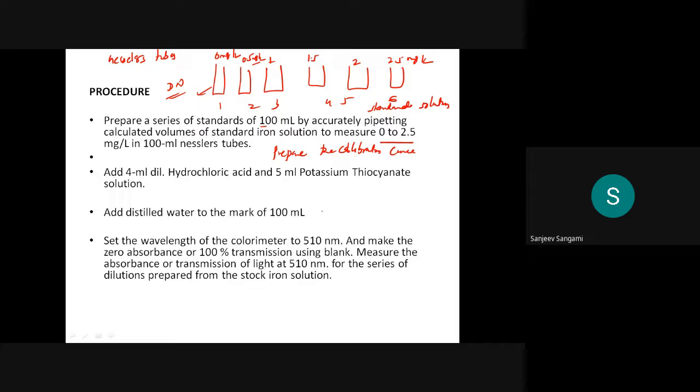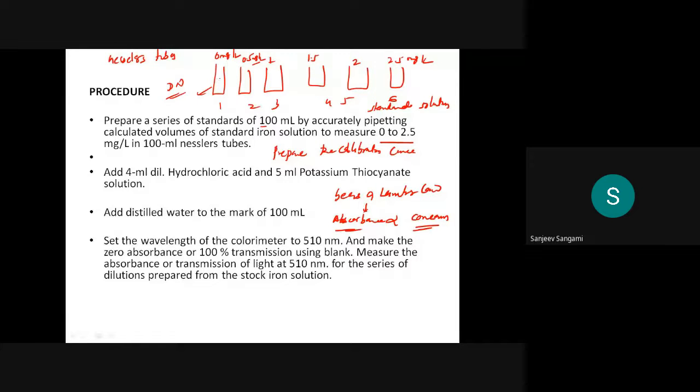First we have to measure the absorbance. Normally the spectrophotometer works on the principle of Beer and Lambert's law. What does it say? The absorbance is directly proportional to the concentration. For example, we prepared these standard solutions of 0.5 milligram per liter, 1 milligram per liter, 1.5, 2, 2.5. These are the concentrations, and they are directly proportional to the absorbance.